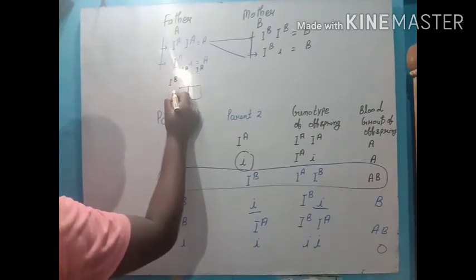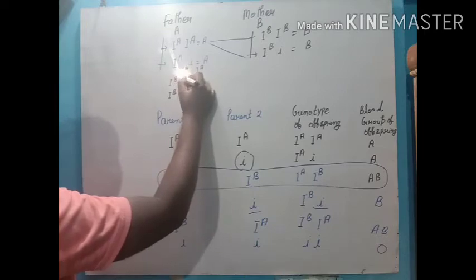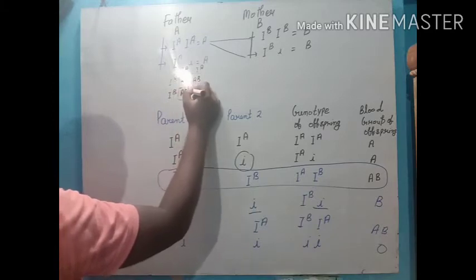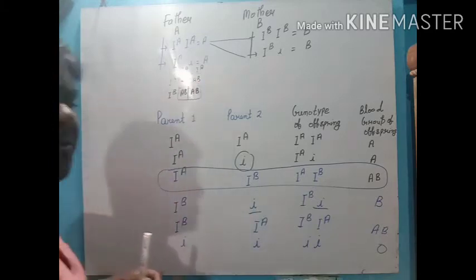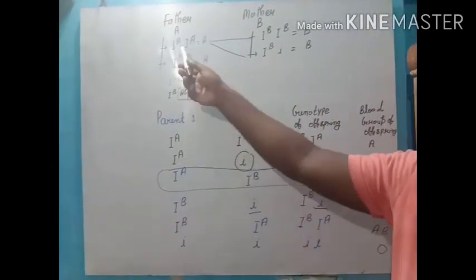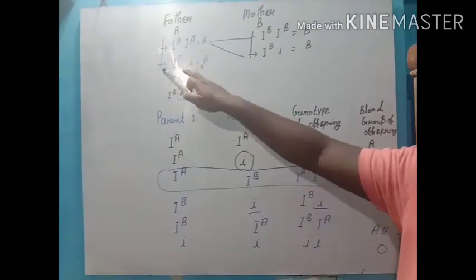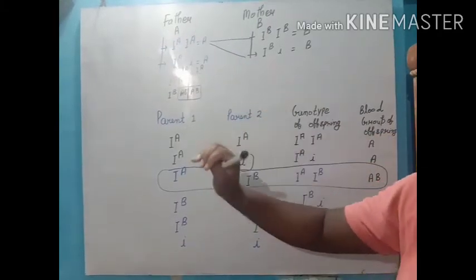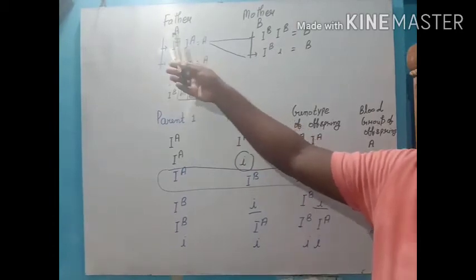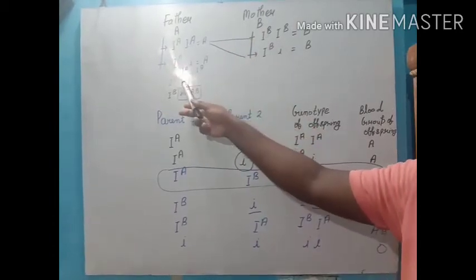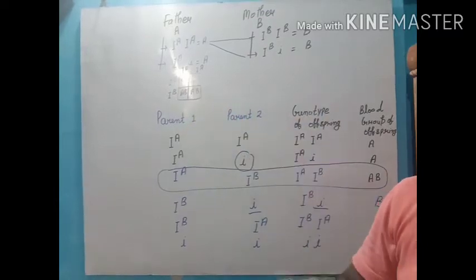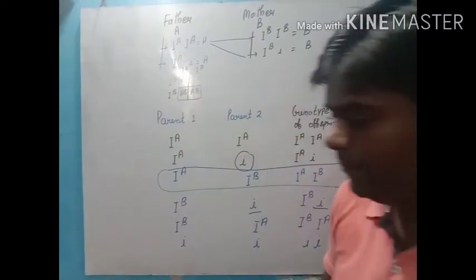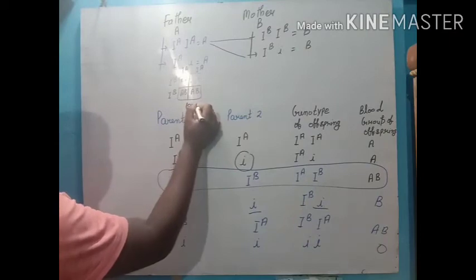What is the probability? So we have this one, IB. What is the blood group? AB and AB. Are you understanding this one? Simple Punnett square. Father can be this one also and this one also, so we have to check both conditions. When we cross this one with this one, all offspring have AB blood group. It means 100% AB.